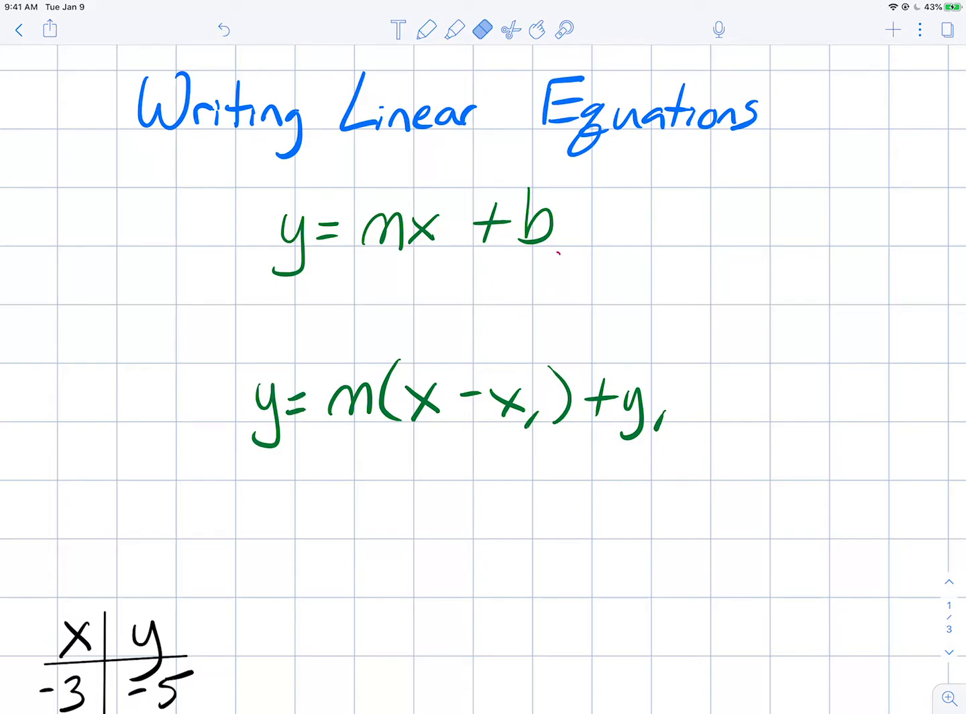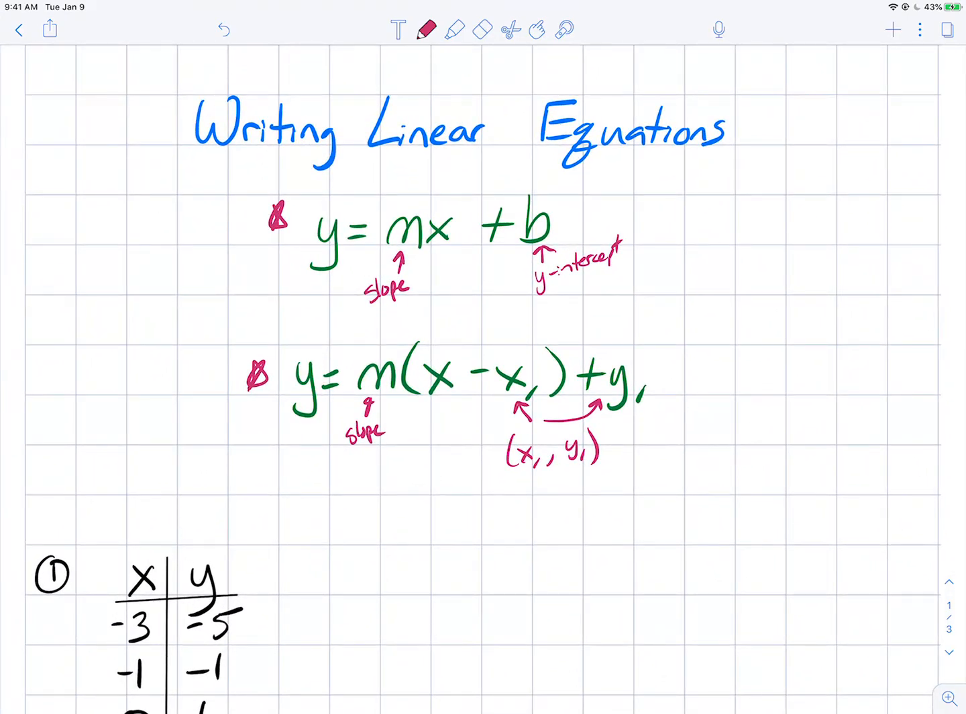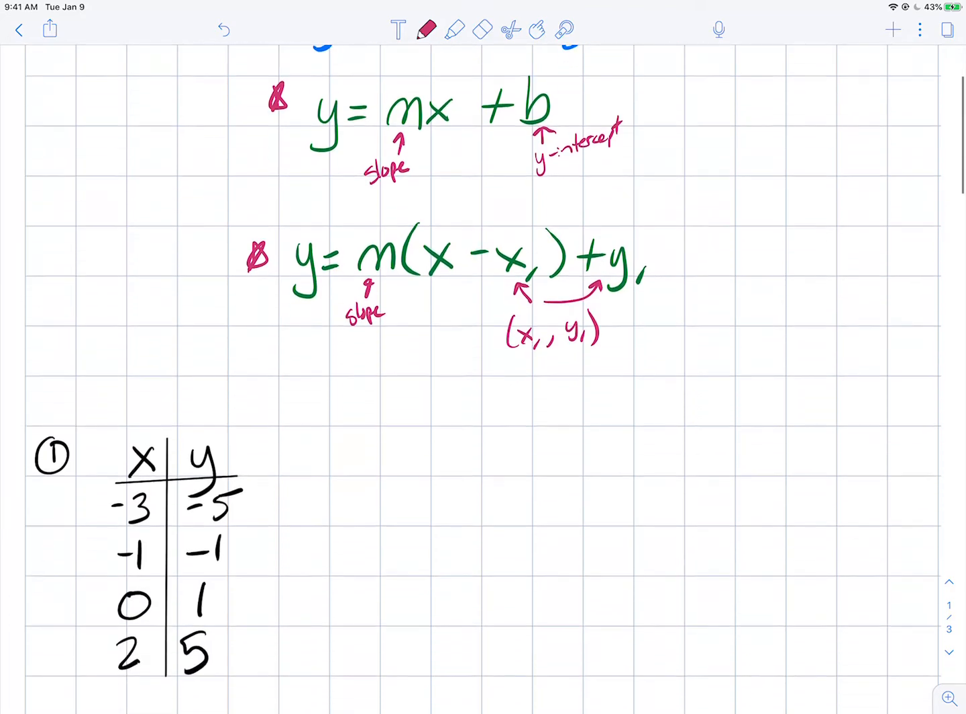Writing linear equations. So a little reminder of the two equations that will be the most helpful. There is y equals mx plus b, where m is the slope and b is the y-intercept. And there is the point slope form, where m is the slope and x sub 1 and y sub 1 are the point that you know is on the line. So depending on what we come across will depend on which of those two equations is easiest to use.